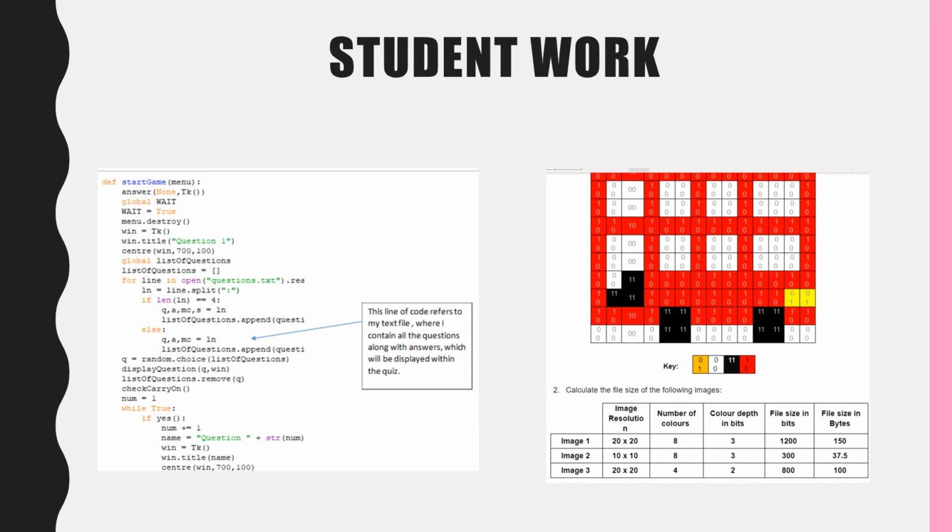Okay, on this slide below, hopefully you can see some examples there of student work. So on the left-hand side is some examples of programming, and this was a student creating a game. And then on the right-hand side is some of our theory work to do with images and pixels.